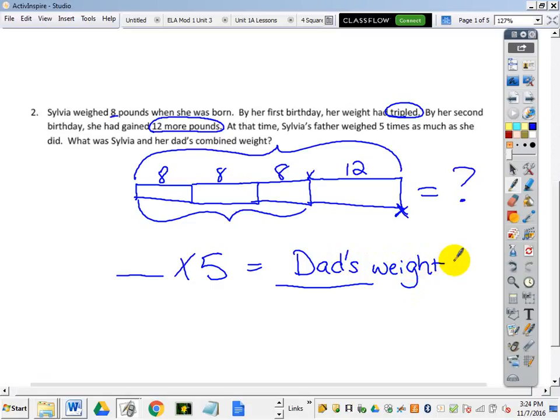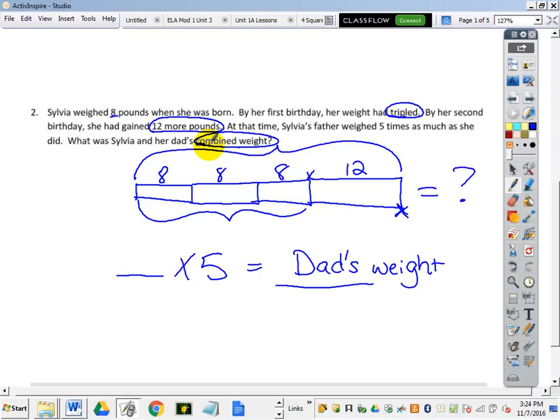You're going to tell me what Dad's weight is. I bet you could figure that out now that you know how to get to Sylvia's weight. Now, what would Sylvia and her dad's combined weight be? Oh, we could combine the weights. Now combine, that's a math term for addition. So we're going to have to put those weights together.